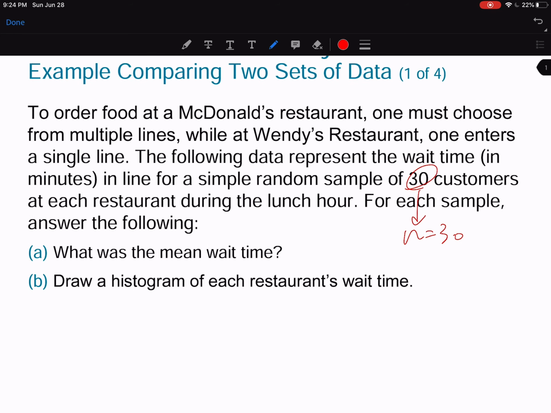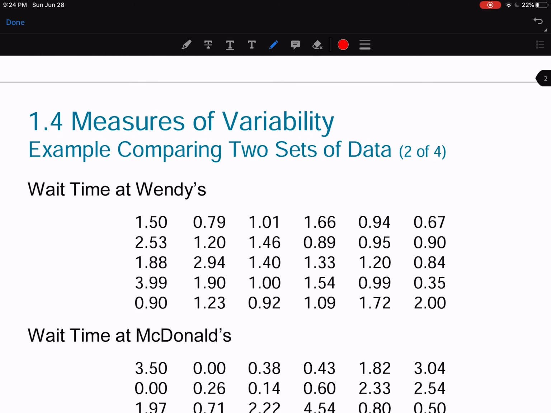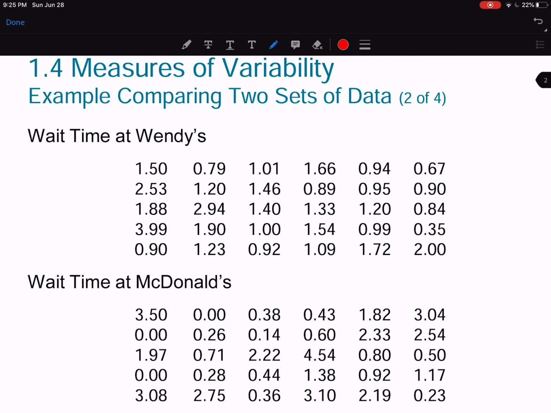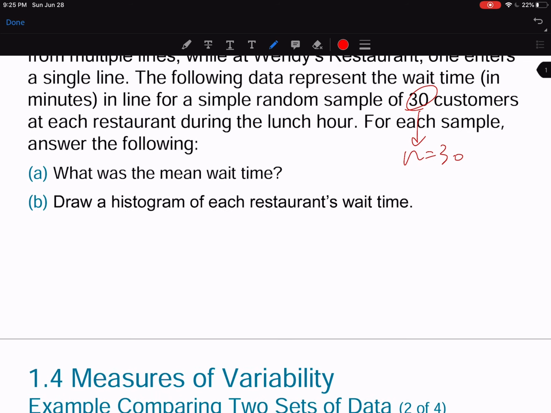Part A, what was the mean wait time? Part B, draw a histogram of each restaurant's wait time. So let's take a look at part A. So based on what we learned in the previous video, we know that since this is a sample, of course, we're looking for the sample mean.